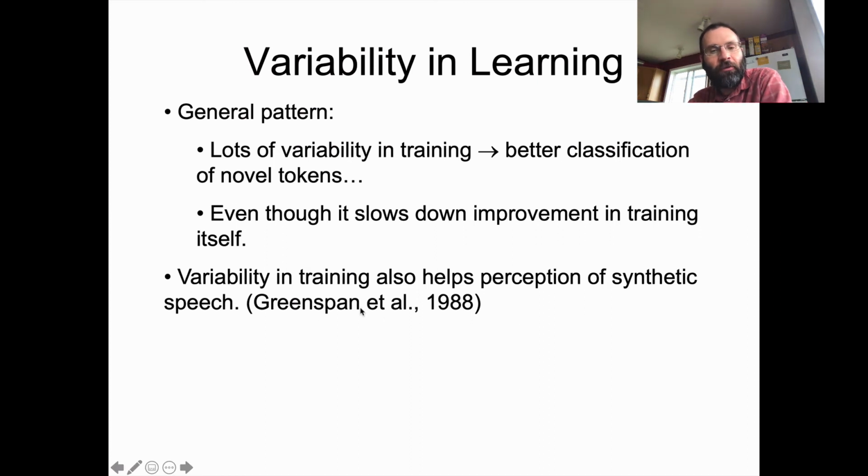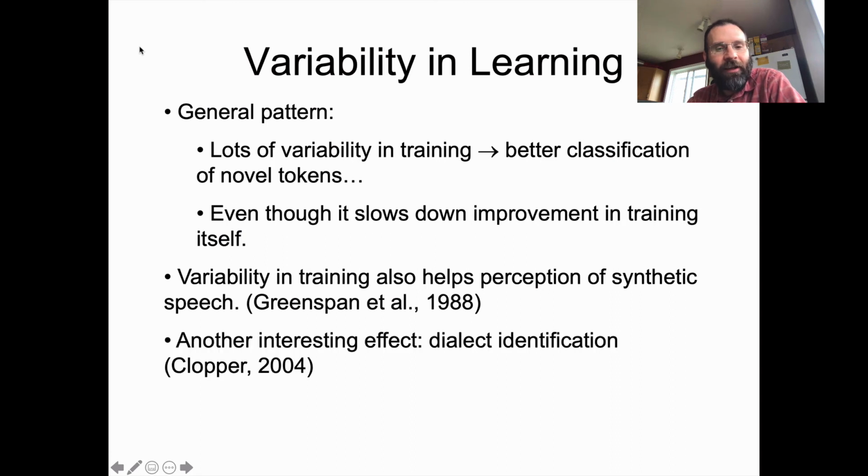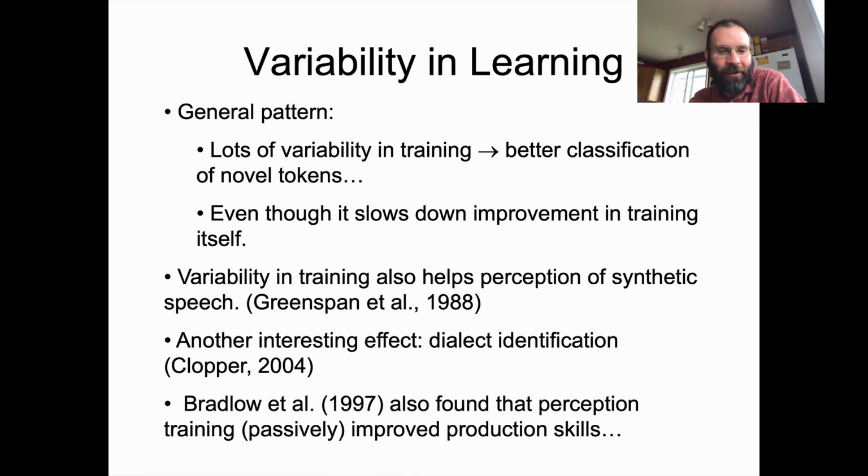Variability in training has also been shown to help the perception of synthetic speech, which is not all that easy, and I'll talk more about that in our final lecture for the course. It has also been shown to help people in dialect identification. This is a study done by a former colleague of mine who now works at Ohio State, but she looked at how people who have lived in different areas of the United States are able to identify speakers of different dialects. And of course, as you might expect, if you've lived in a broader variety of places in a country, it's easier to identify where people come from in that country.